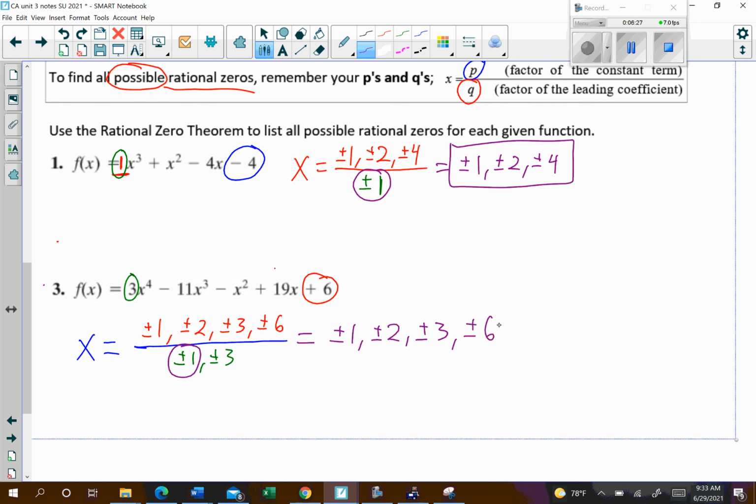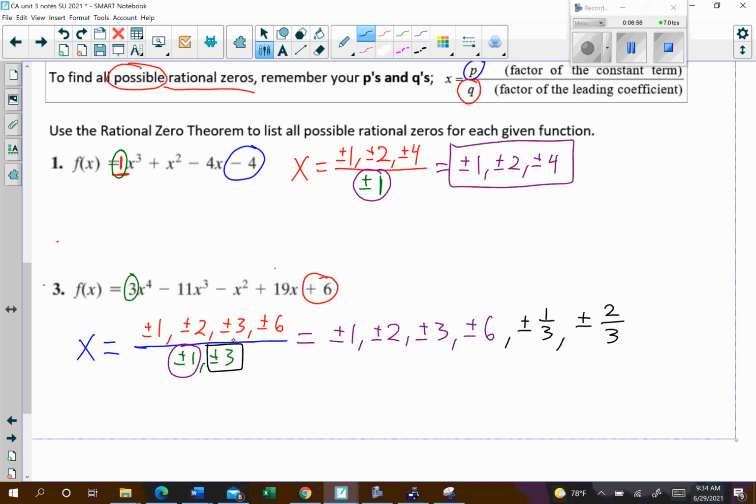Okay, now I have to do the same thing, but now I need to do it with the positive negative 3 right here. So I'm going to divide by 3 and negative 3. So that ratio right there, when I divide the 1, that would give me a positive and negative 1/3. Okay, then I divide the 2 by positive and negative 3. So that'd give me plus or minus 2/3.